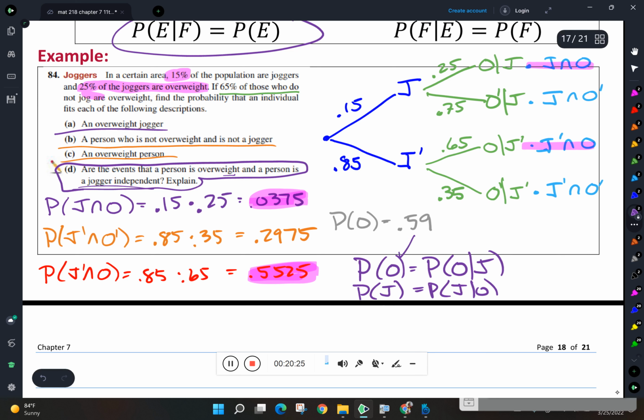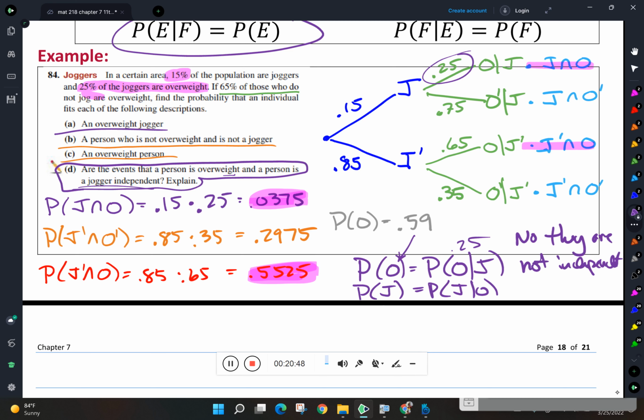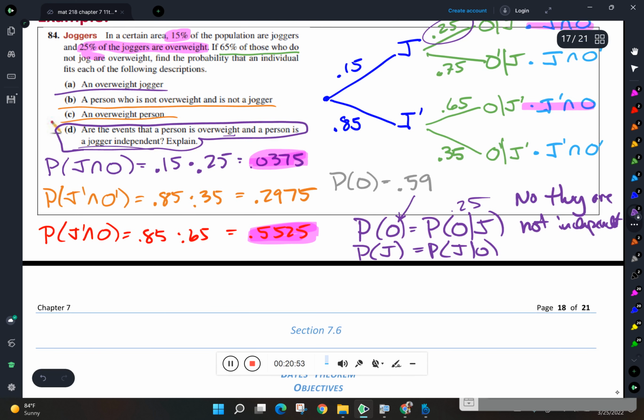Probability of overweight is 0.59. Probability of overweight given that you're a jogger was 0.25. 0.59 is not equal to 0.25, so no, they are not independent. Right? All right, this brings us to the end of 7.5.